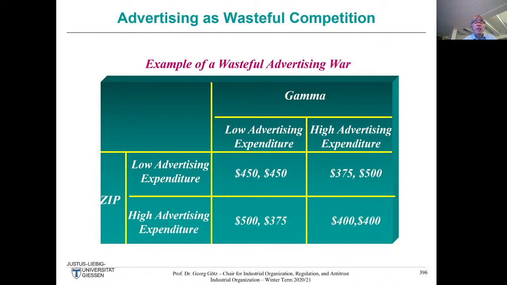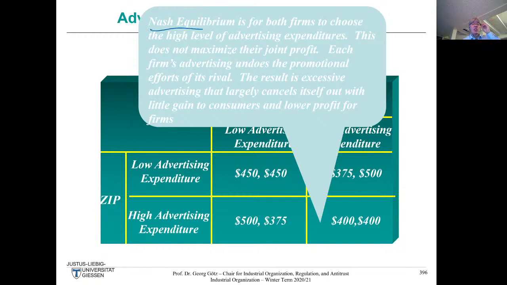And so here you once again see that the Nash equilibrium is for both firms to choose a high level of advertising expenditure. And this does not maximize the joint profit, and it probably is also bad for consumers. So we get excessive advertising that largely cancels itself out with little gain to consumers and lower profit for firms. Okay?